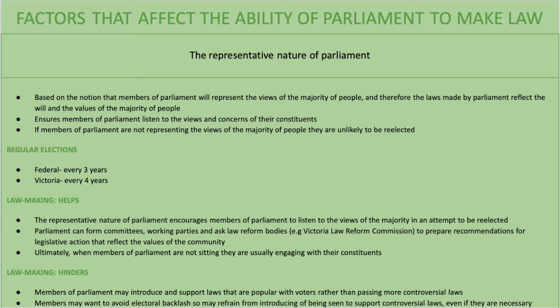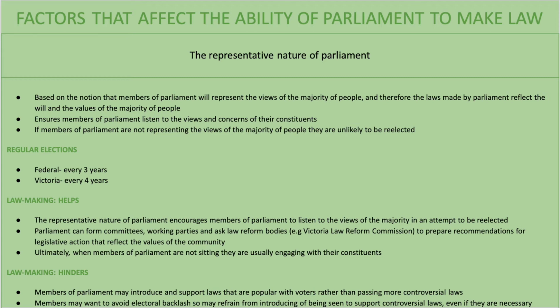The representative nature of Parliament is based on the notion that members of Parliament will represent the views of the majority of the people, and therefore the laws made by Parliament reflect the will and values of the majority of the people. This ensures that members of Parliament listen to the views and the concerns of their constituents. If members of Parliament are not representing the views of the majority of people, they are unlikely to be re-elected. Now, this is upheld through regular elections.